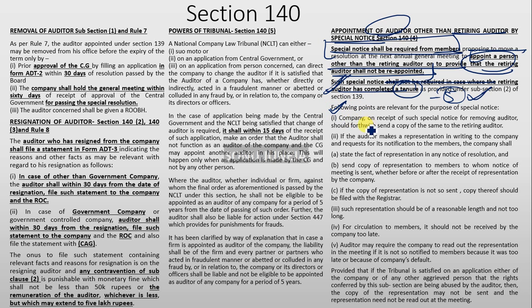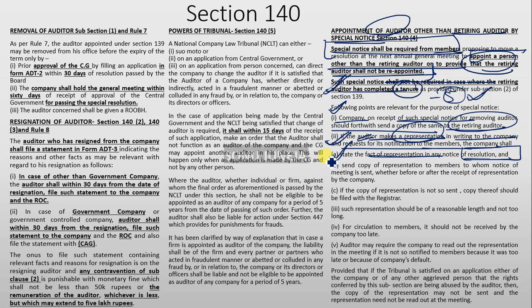Now, how the procedure goes on is that the company, on receipt of the special notice, shall send it to the retiring auditor. The auditor will make a representation in writing to the company and request its notification to the members. Once the representation is given by the auditor, it shall be circulated among the members. The notice of the resolution shall state the fact of the representation, so while passing the resolution, it shall have the facts and figures given by the auditor in the representation.